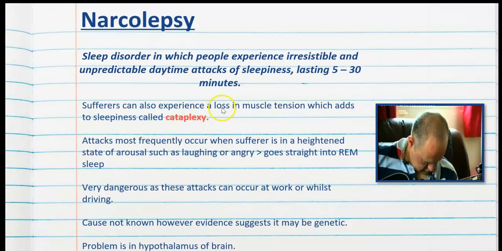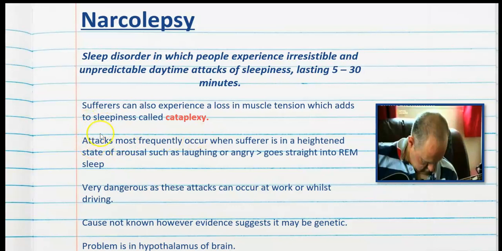So sufferers can also experience a loss in muscle tension, which adds to sleepiness, called cataplexy. There are certain instances of narcolepsy where cataplexy is also present, where someone will collapse to the ground or collapse in their chair. Or there are other cases of narcolepsy where cataplexy is not present. So they will remain standing or remain sitting upright, but will enter sleep mode in an unpredictable way.